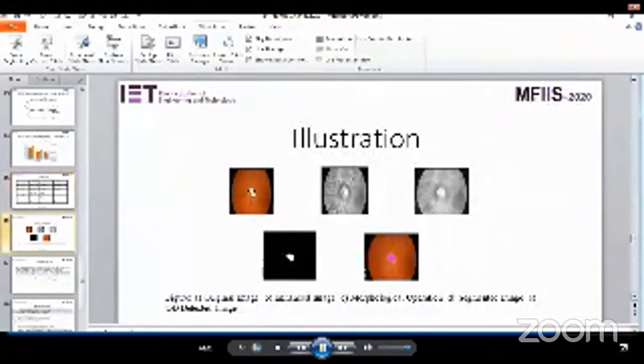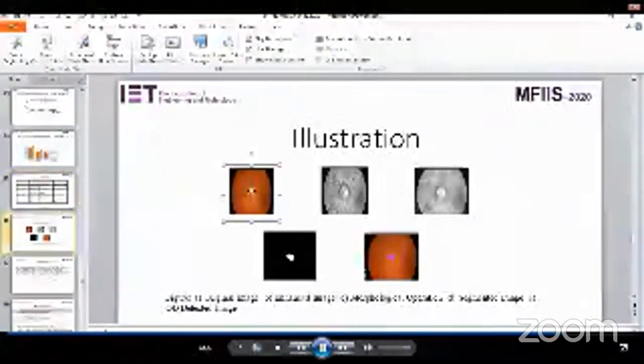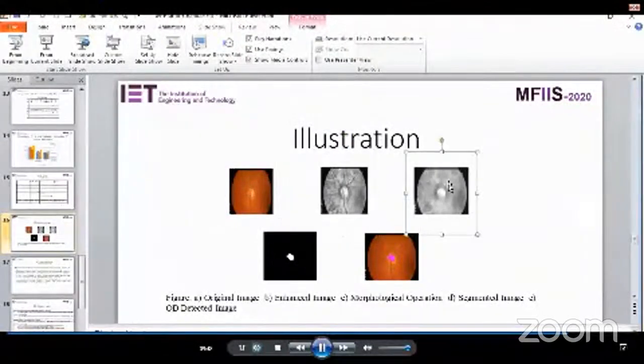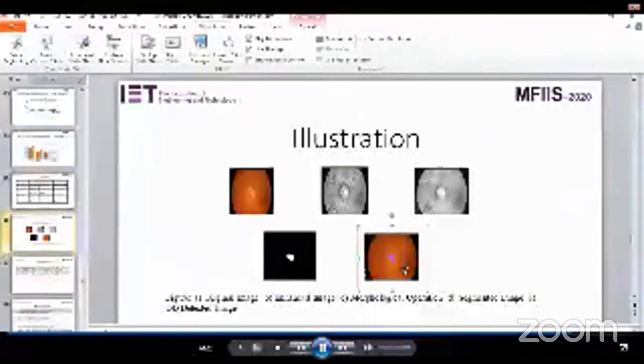This is an illustration of this particular work. One illustration is the original image, then the enhanced image, the morphological based segmentation image, the vessel based segmentation image, and finally the detected optical disc, showing what changes there are in the optical disc. This is a mild case that is detected by the algorithm.